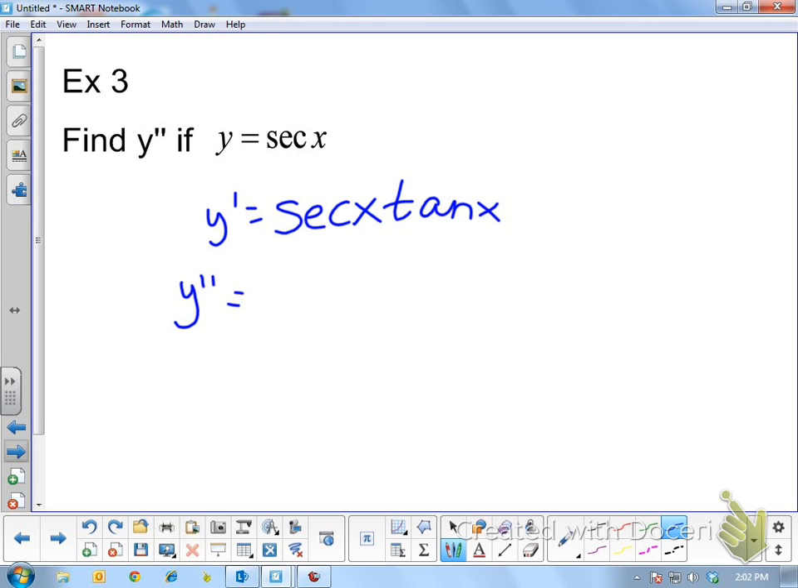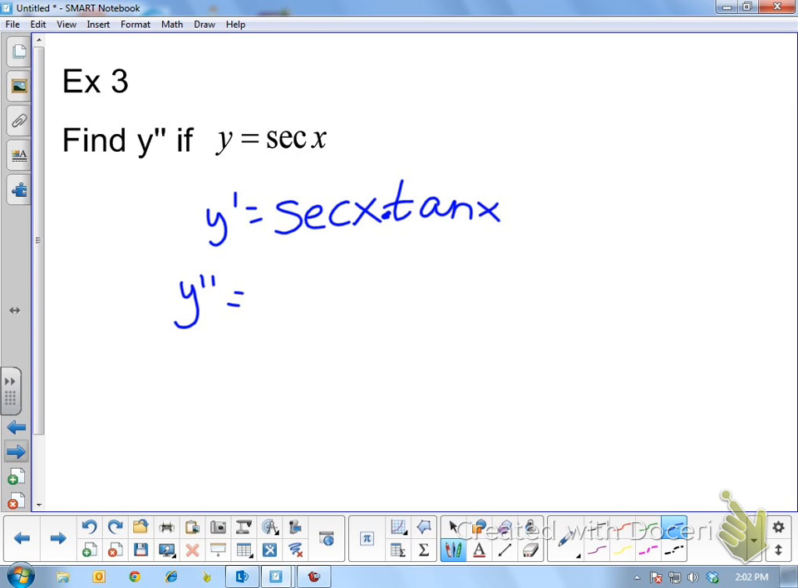Take the derivative using the product rule, because this is secant x times tangent x. Anytime we have variables multiplying together, we must use product rule. Just like anytime you have variables dividing, you can't cancel anything out, you must use quotient rule.